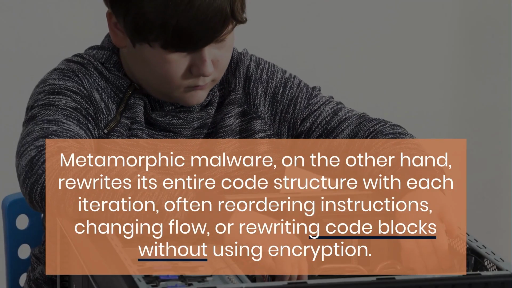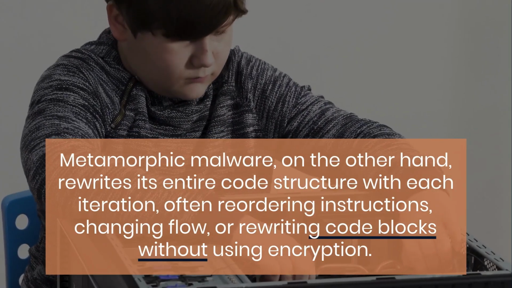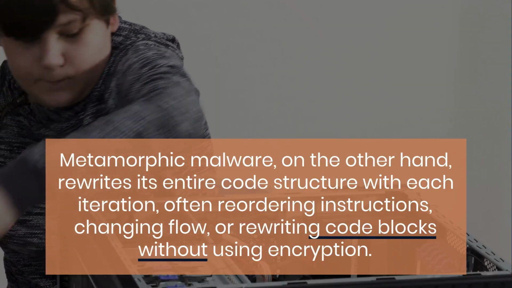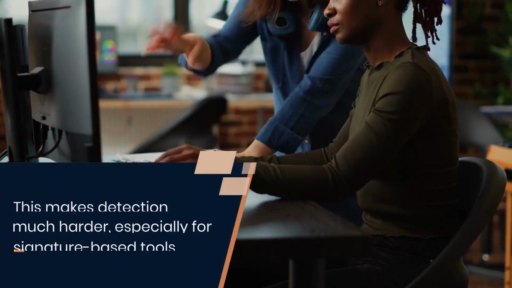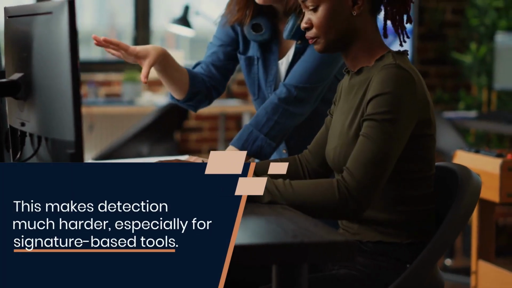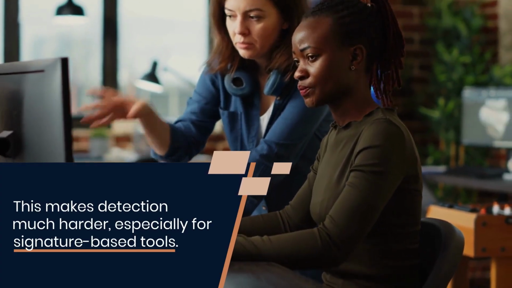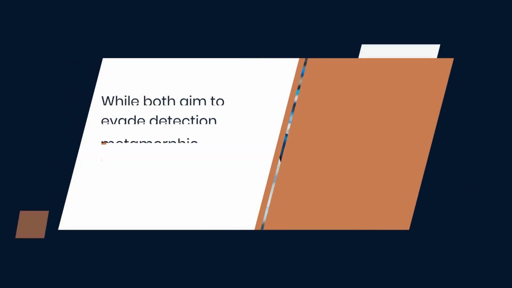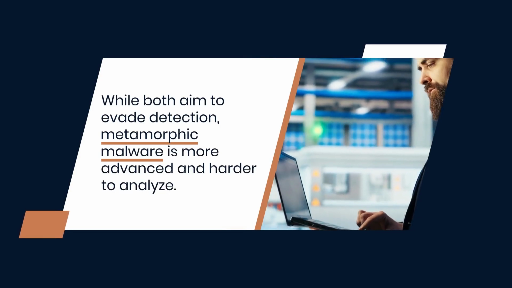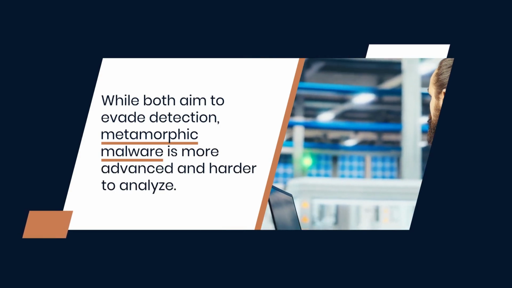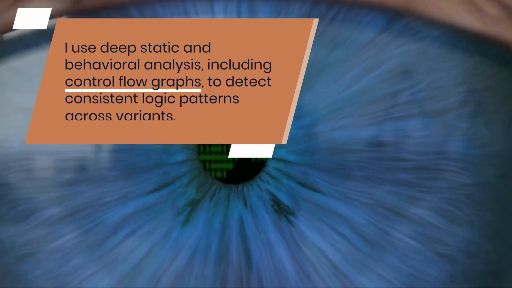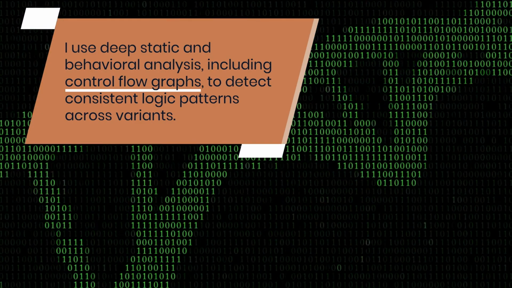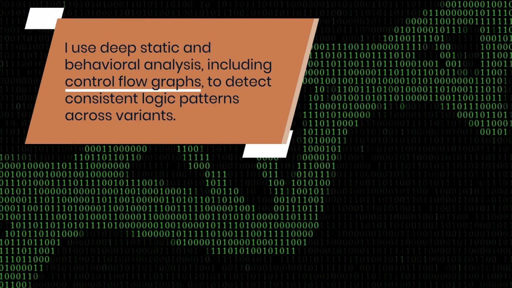Metamorphic malware, on the other hand, rewrites its entire code structure with each iteration, often reordering instructions, changing flow, or rewriting code blocks without using encryption. This makes detection much harder, especially for signature-based tools. While both aim to evade detection, metamorphic malware is more advanced and harder to analyze. I use deep static and behavioral analysis, including control flow graphs, to detect consistent logic patterns across variants.